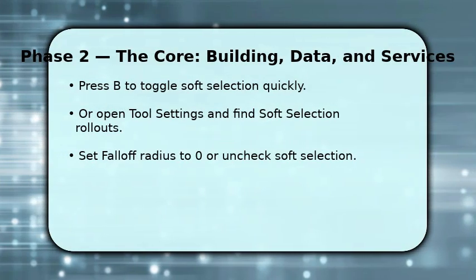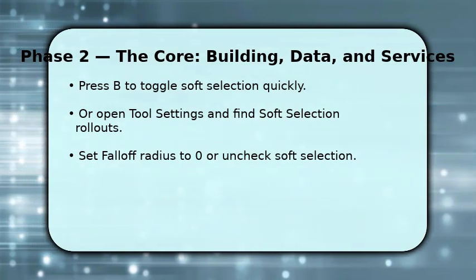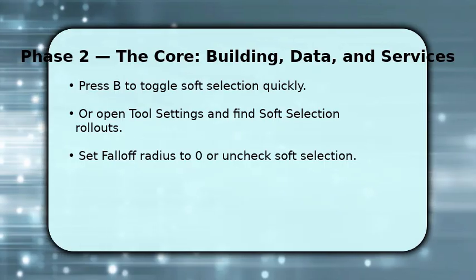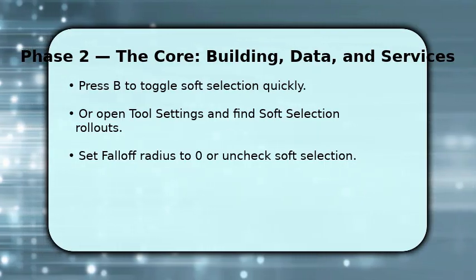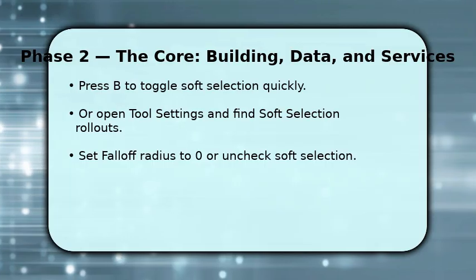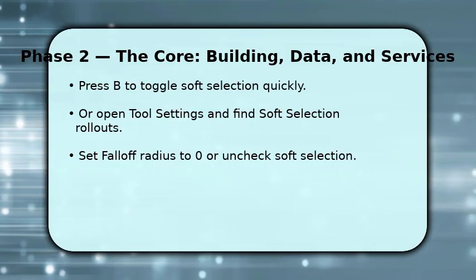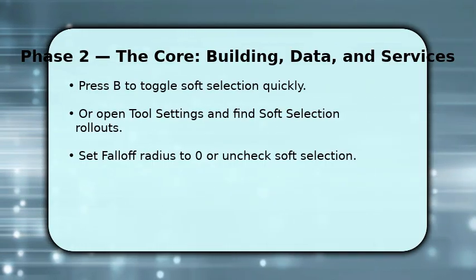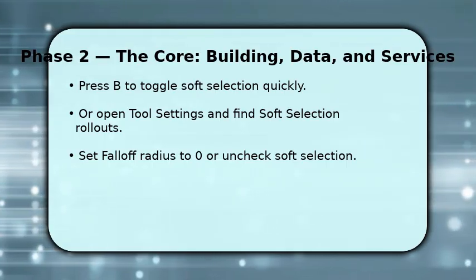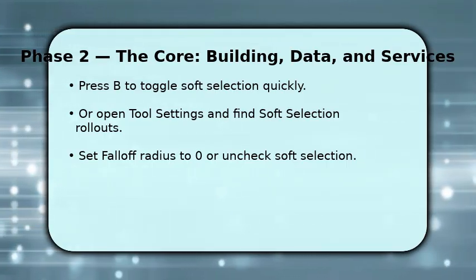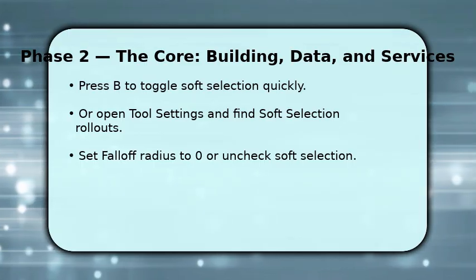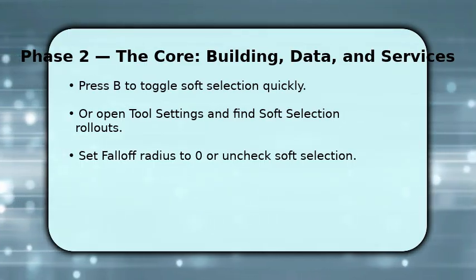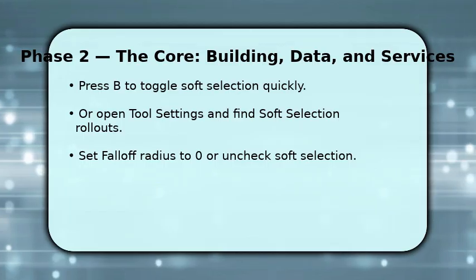Now disable soft selection directly. Press B to toggle soft selection off for quick work. This is the fastest, and you'll know it's off when the fall-off circle disappears. If you prefer explicit control, open the tool settings for Move, Rotate, or Scale, and locate the soft selection rollout. Turn off the checkbox or set the fall-off radius to 0. This removes interpolation, so transforms affect only the selected components.